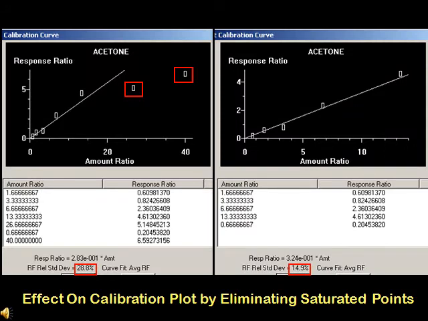One acceptable way of dealing with saturation is to drop the higher concentration standards that are affected by the saturation of the detector. In this example with acetone, when the two highest calibration standards are dropped, the calibration fit line represents the points better and drops the relative standard deviation from 28.8% to 14.9%.